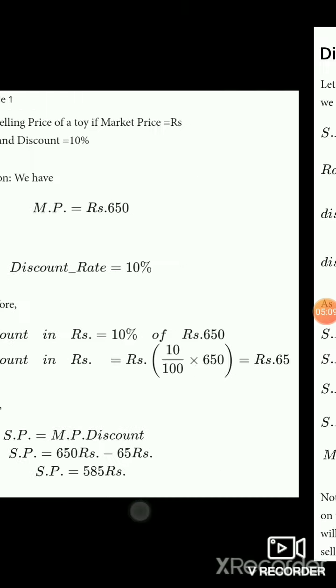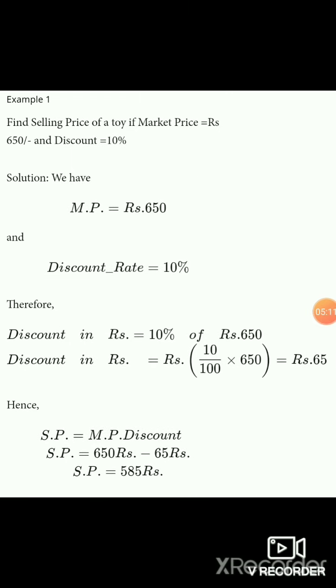I am taking one example for you. Find the selling price of a toy if the mark price is rupees 650 and the discount is 10%. Now discount is given in percentage, so we have two methods to calculate the SP. First, convert the discount percentage into discount rupees and then subtract from MP, or you can apply the direct formula for SP. Here I am going to calculate the discount in rupees.